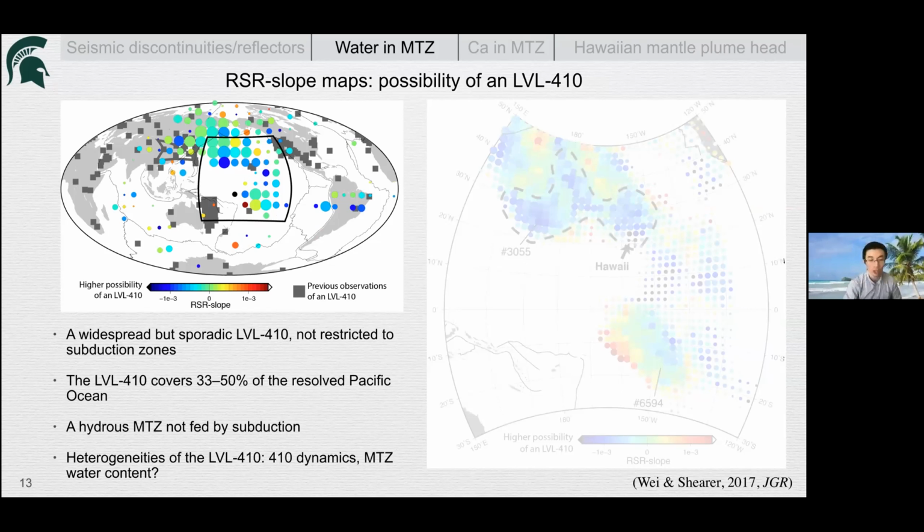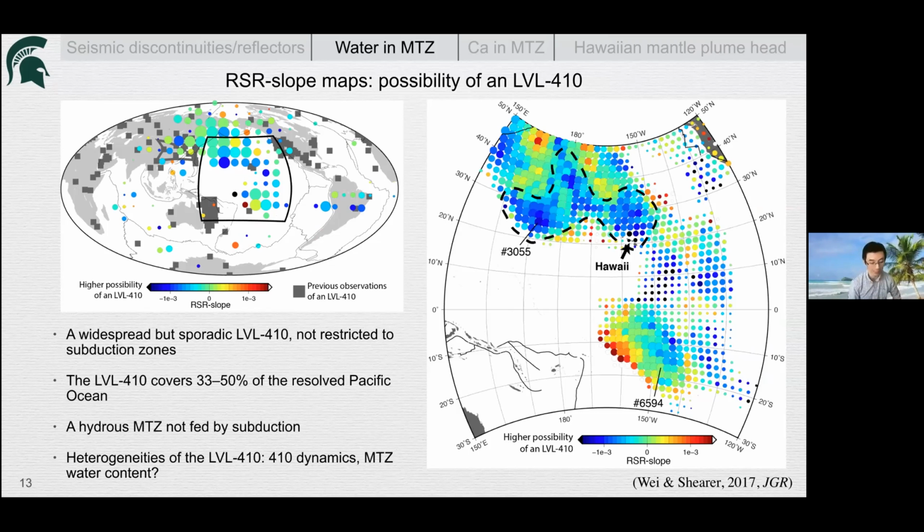And let's zoom into the Pacific Ocean, where we have better data coverage and higher resolution. Interestingly, we see these patches of blue circles strongly indicating the existence of this layer. In regions where we don't see blue circles, for example these regions, I cannot say there's no such layer at all, because possibly our resolution is limited. But anyhow, if we just look at this map, we find that the low velocity layer above 410 covers about 1/3 to a half of the resolved Pacific Ocean.